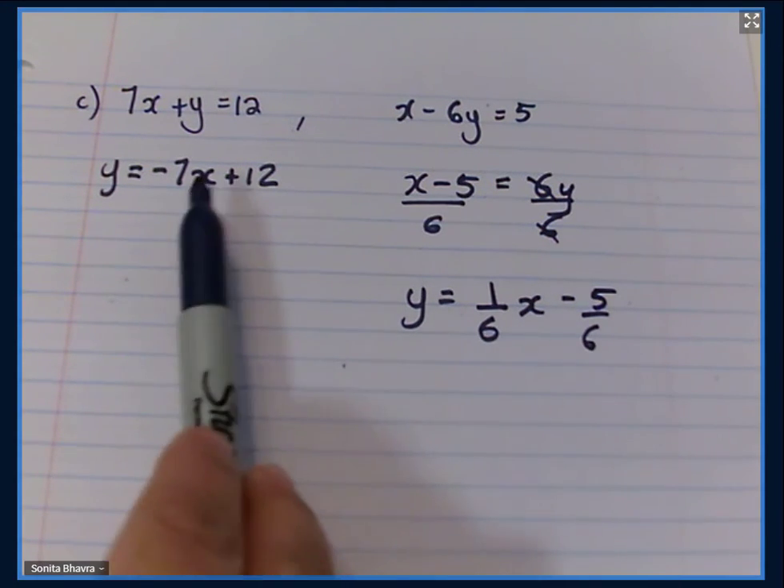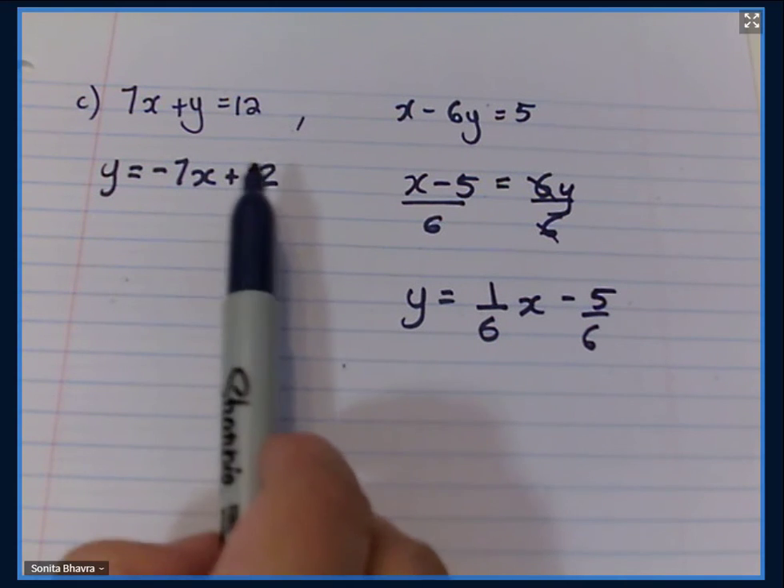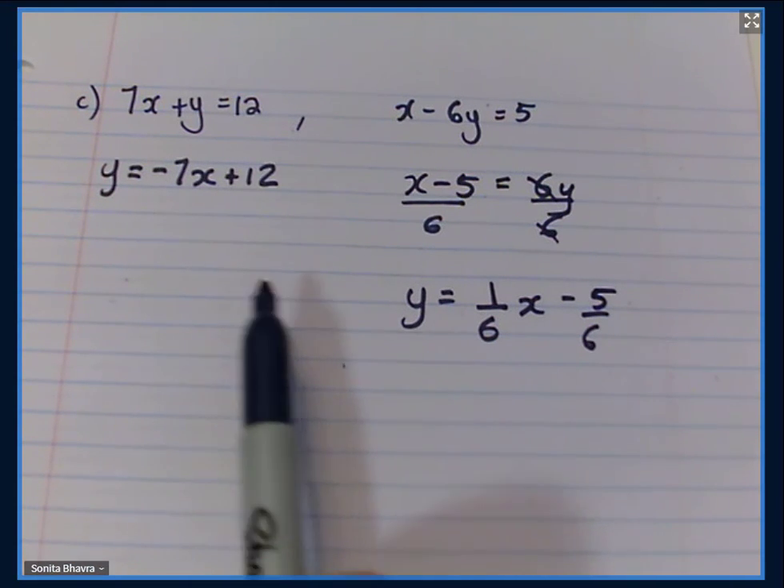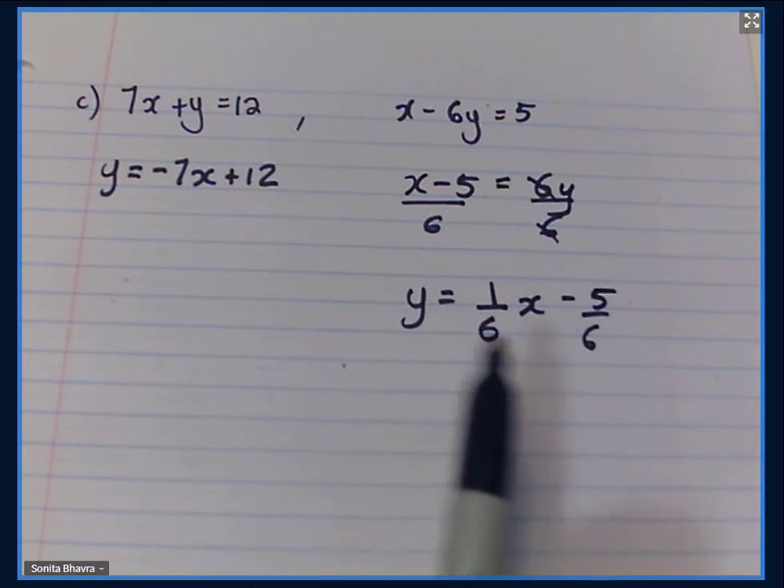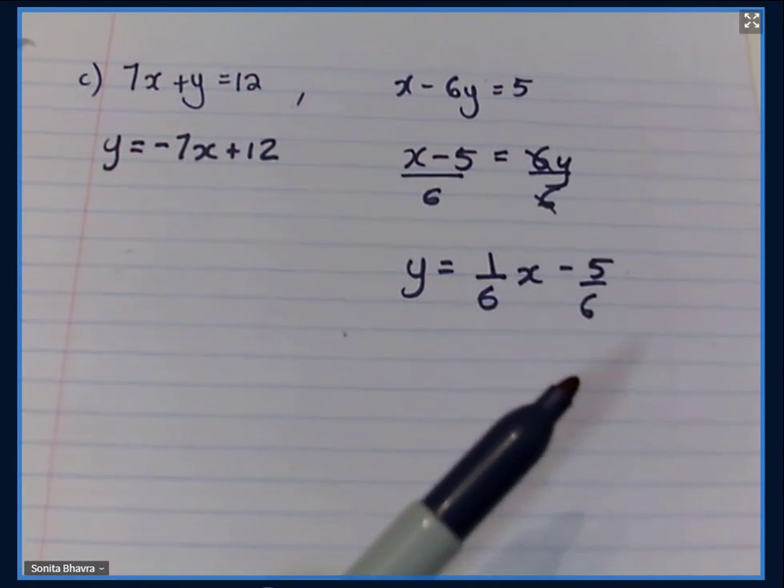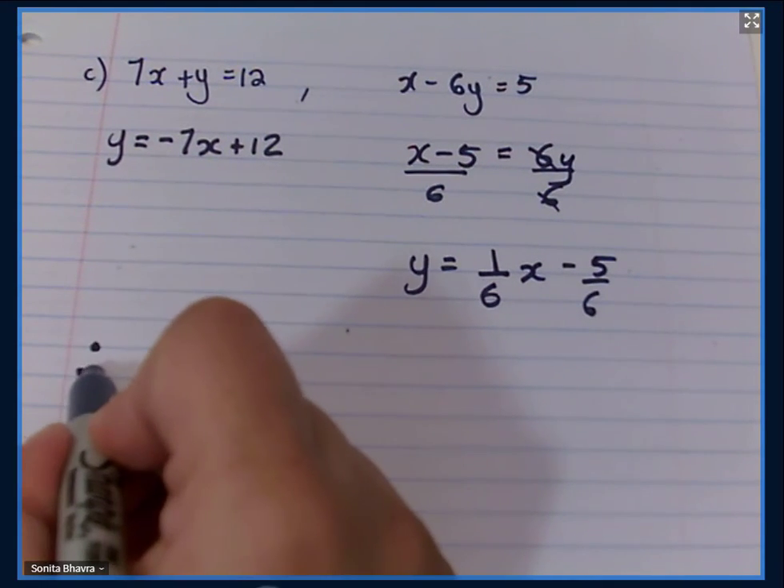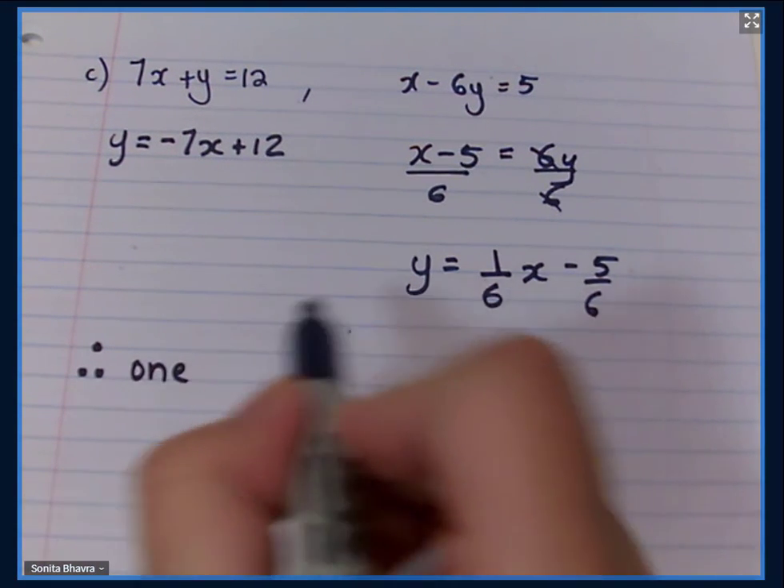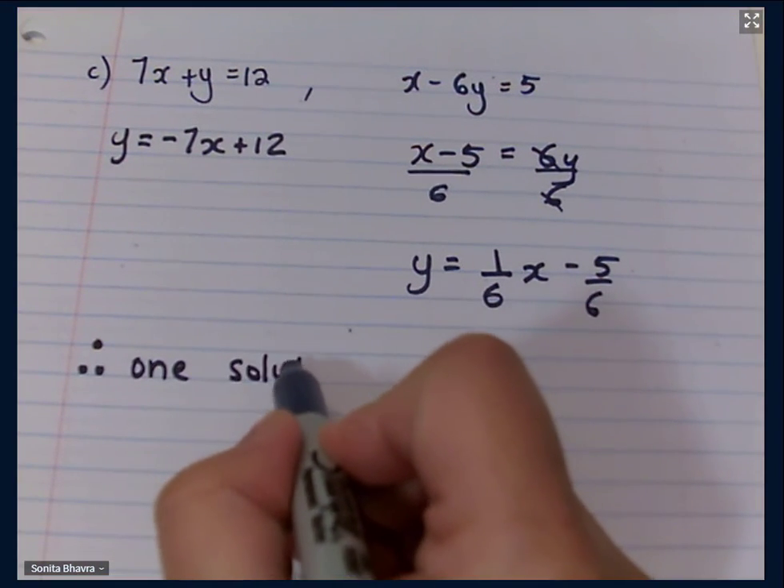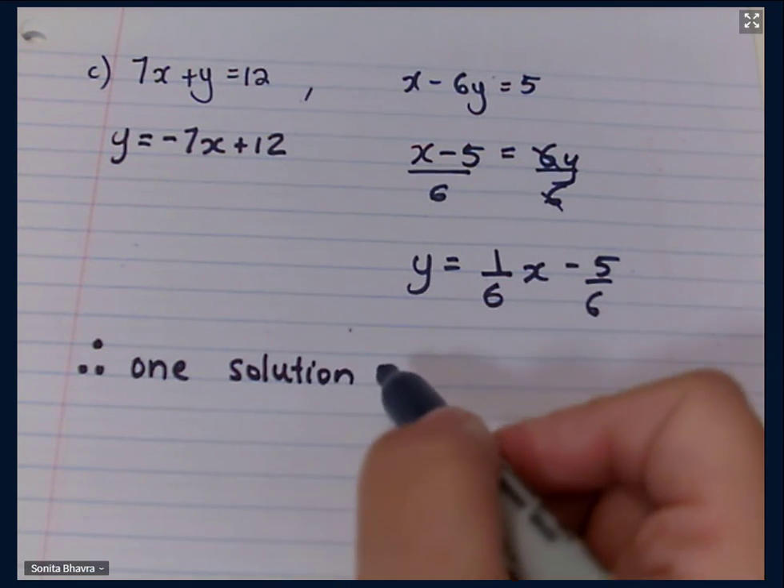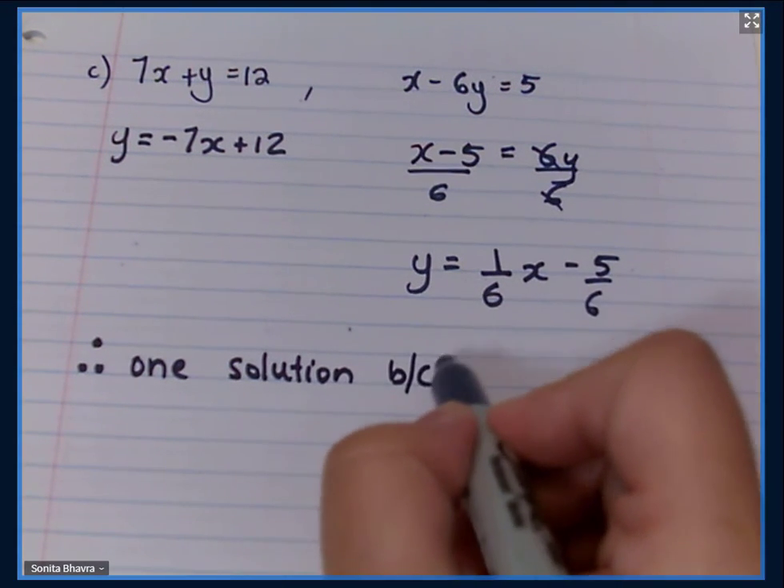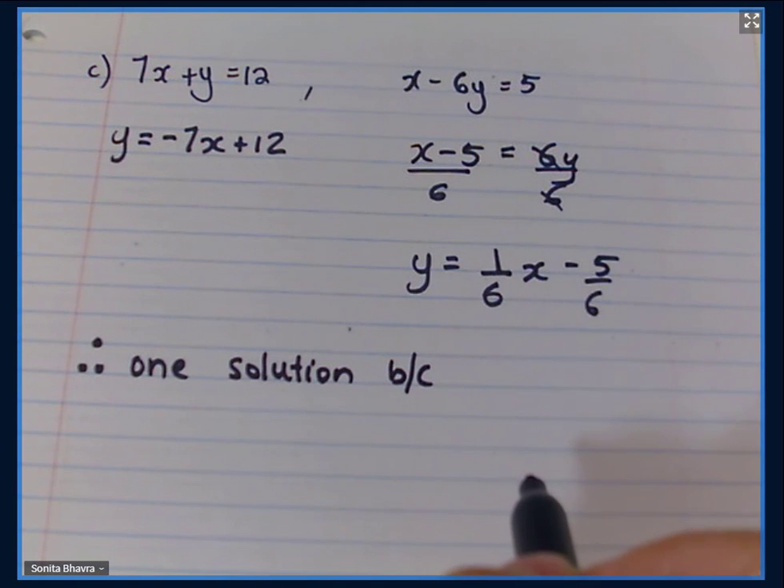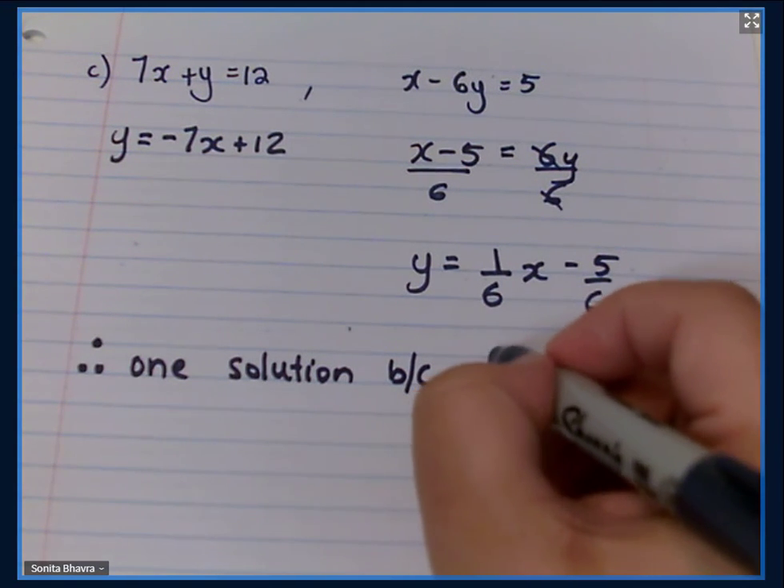All right. So looking at our two lines, our slopes are totally different. There's nothing the same with these two lines. So therefore, they will intersect at one point. So there is one solution, because the slopes are different.